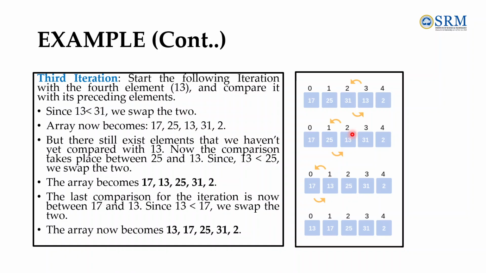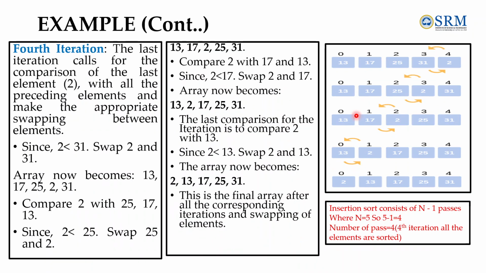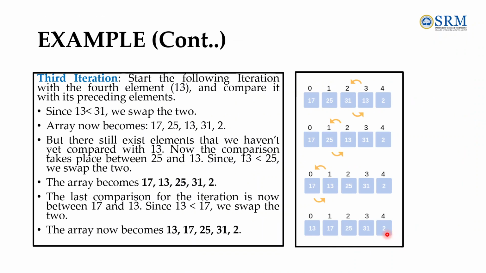Next, 13 with 25, I will swap it. And 13 with 17, I will swap it. In the next iteration, I take 2 with 31, swap it. 2 with 25, swap it. 2 with 17, swap it. 2 with 13, swap it. So it consists of n minus 1 passes, where n is equal to 5, so 4 passes. So this is the basics of insertion sort.